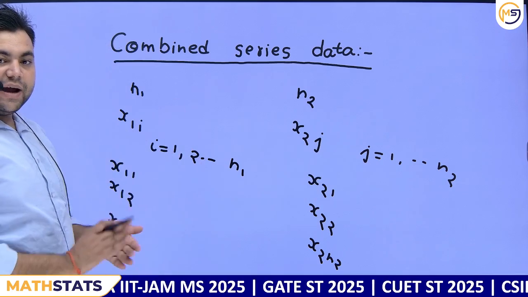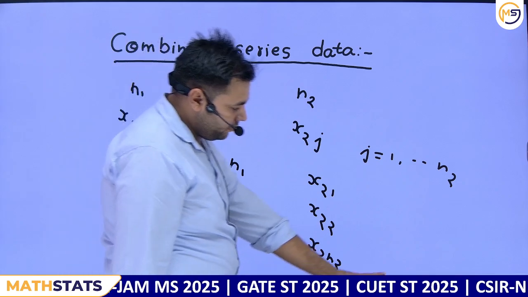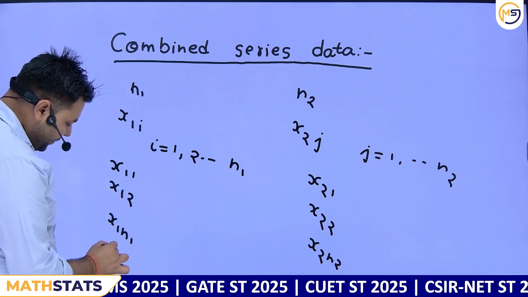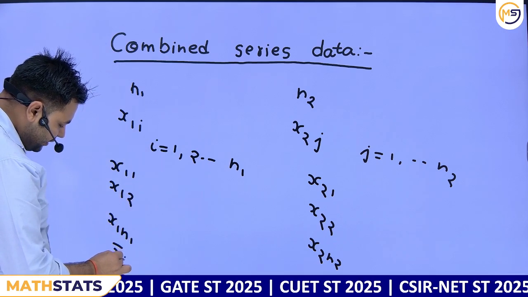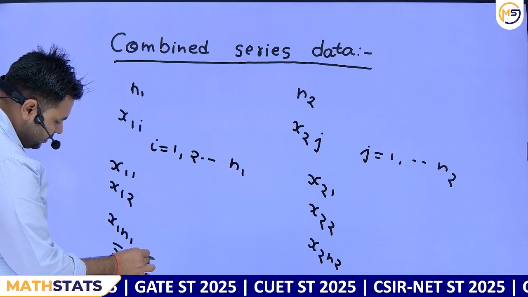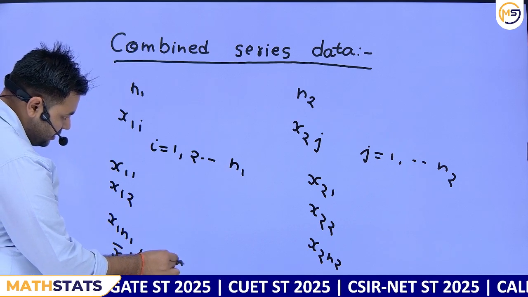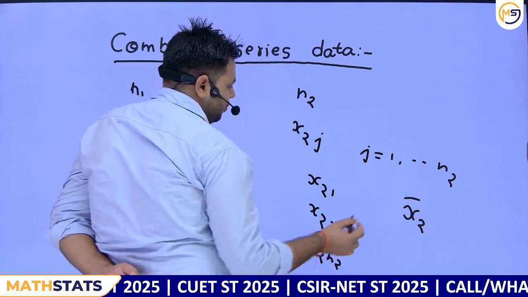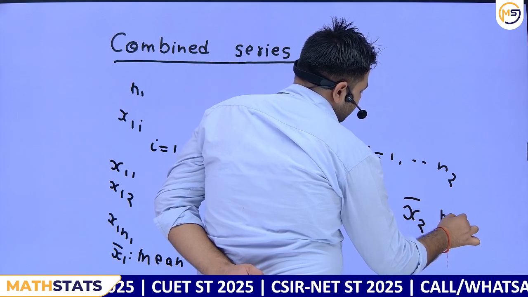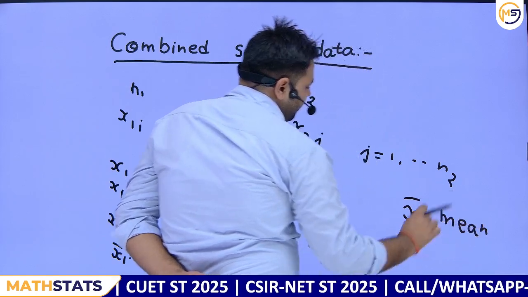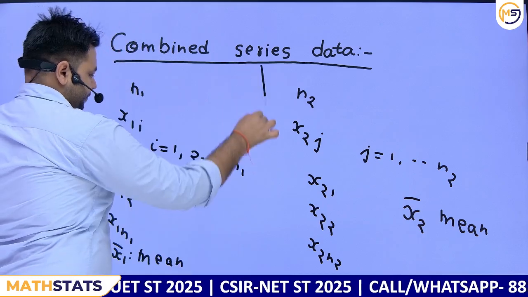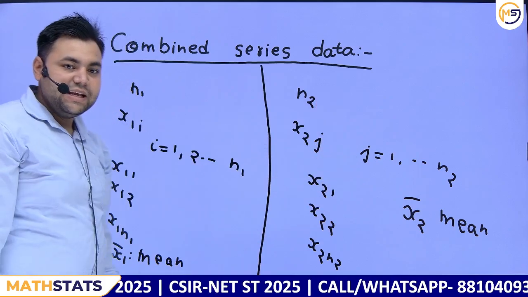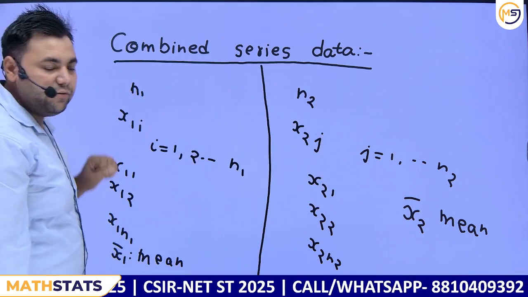Now what is the combined mean of this data? And remember this thing. The mean of this data is x bar 1. This is mean. And the mean of this data is x bar 2. This is mean. Okay, x2 bar is the mean of n2 observations and x1 bar is the mean of n1 observations.